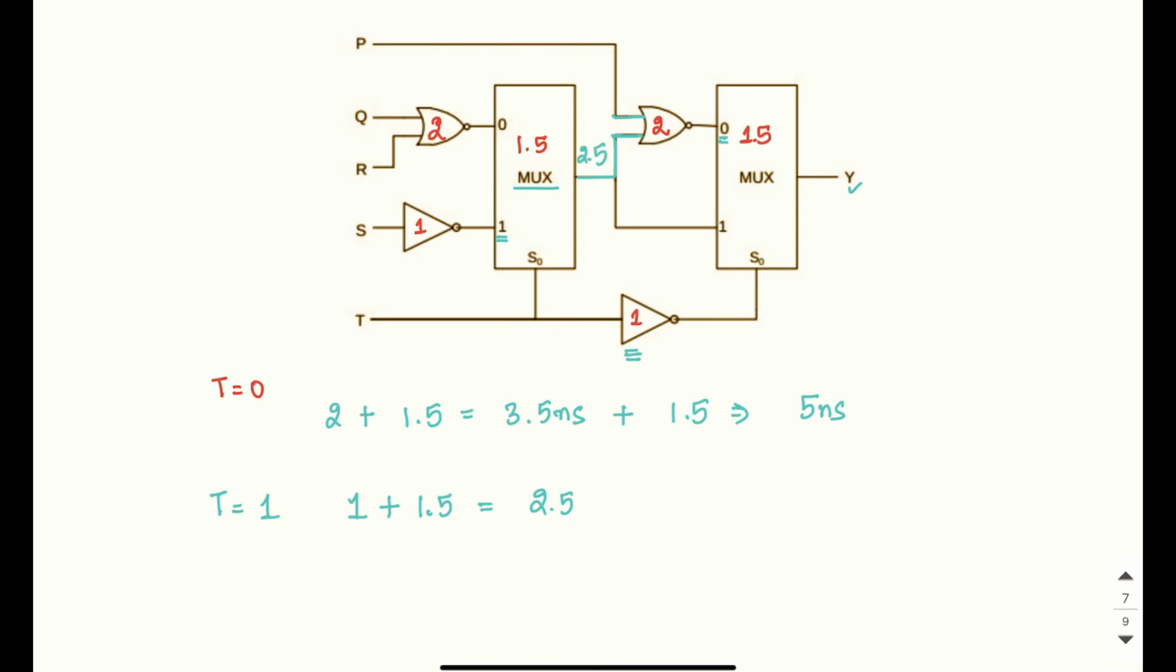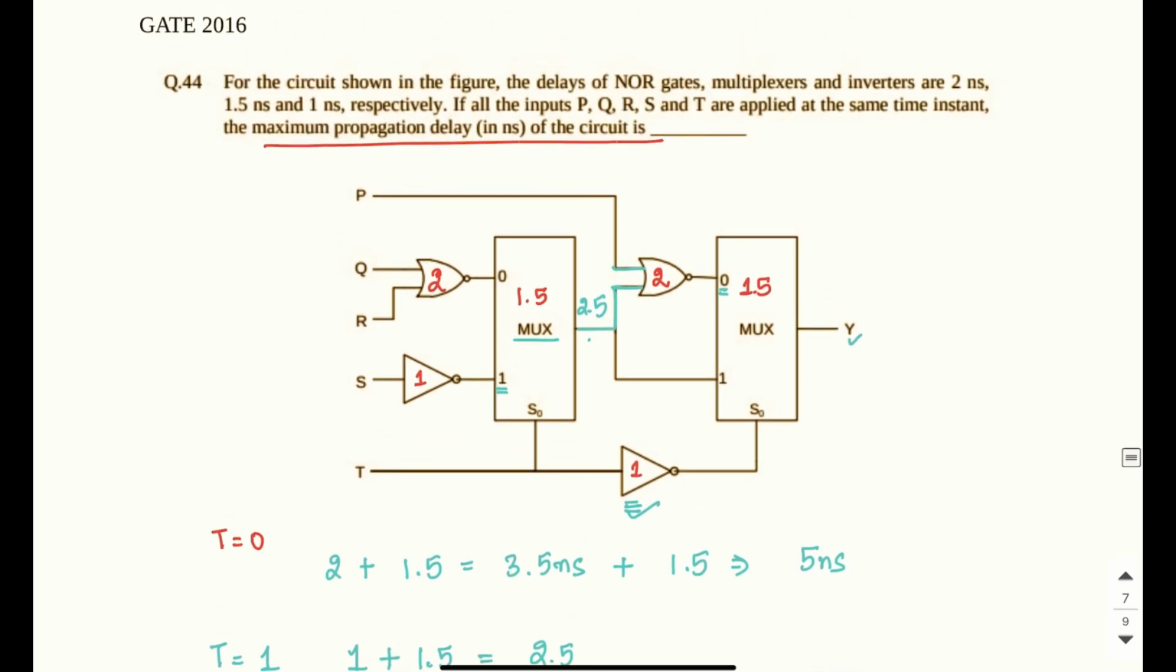Again, t becoming 1 to 0 is happening in 1 nanosecond, which is within the limit of the time, that is 2.5. So we need not consider this. So when we have the 0 time, the final output y appears at 2.5 plus 2 plus 1.5. So this will make it equal to 6 nanoseconds. And hence again you have the maximum time among these two, which is 6. So the answer to this question is 6 nanoseconds.